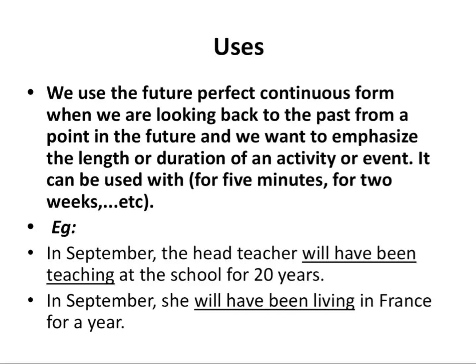We usually use the future perfect continuous form when we are looking back to the past from a point in the future and we want to emphasize the length or duration of an activity or event. It can be used with for 5 minutes, for 2 weeks, etc. Example, in September, the head teacher will have been teaching at the school for 20 years. Another example: in September, she will have been living in France for a year.